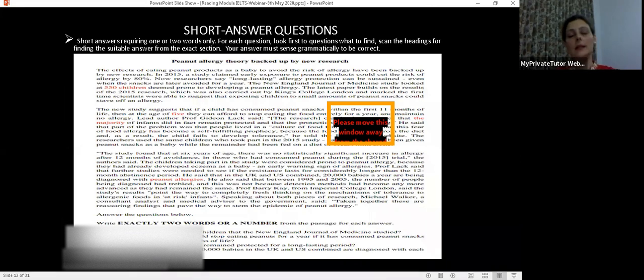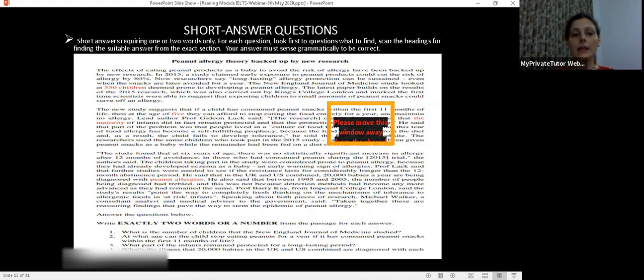A glimpse of a question, how the short questions and answers are going to be. The question is short answers requiring one or two words only. For each question, look first at what to find. Scan the headings for finding the suitable answer in the exact section. Your answer must be grammatically correct. Okay. First of all, what you are looking for, read the questions. And the question is: write exactly two words or a number from the passage for each answer.